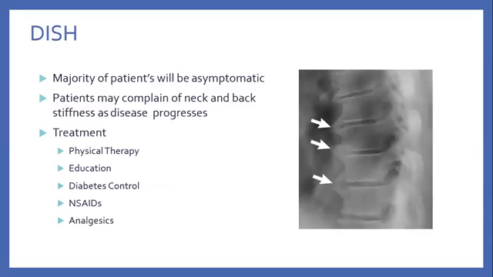Diffuse idiopathic skeletal hyperostosis, again, the majority of these patients will be asymptomatic. They may complain of neck and back stiffness as the disease progresses, and they can be treated with physical therapy, education, diabetes control, NSAIDs, and analgesics. And here is an image showing, particularly in the spine, the hyperostosis formation of the bone.